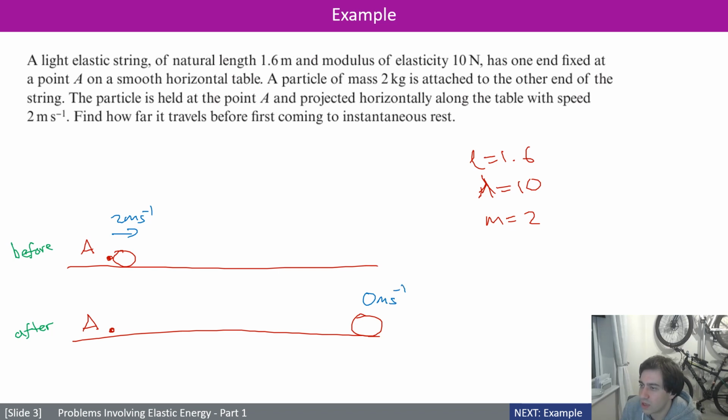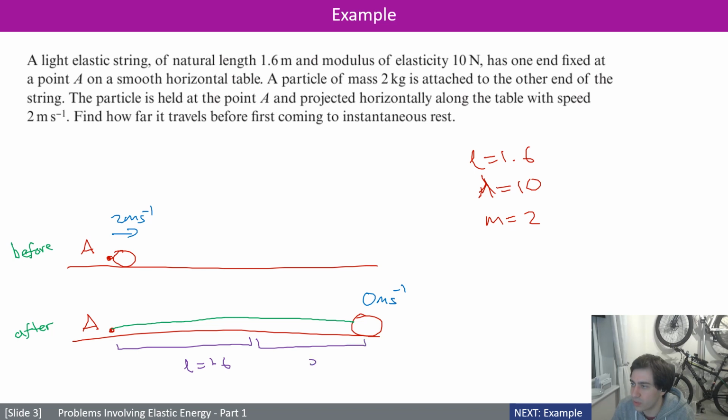But this string is here, and presumably it's been stretched, right? So it's got some natural length, which in this case is 1.6, and it's also got some extension to it. We don't know what that is. Note that it says here instantaneous.